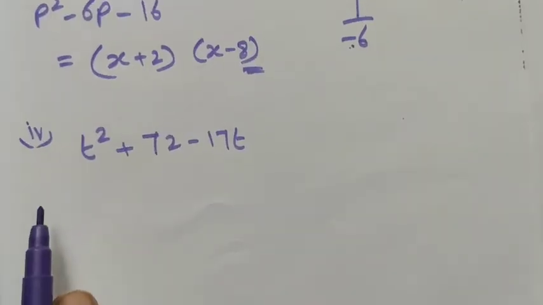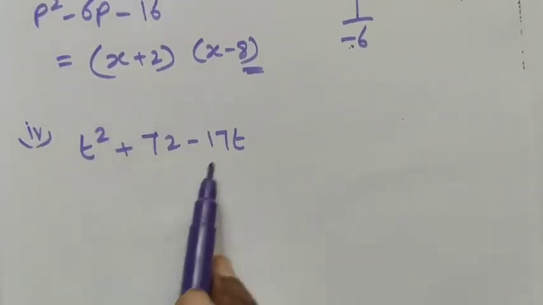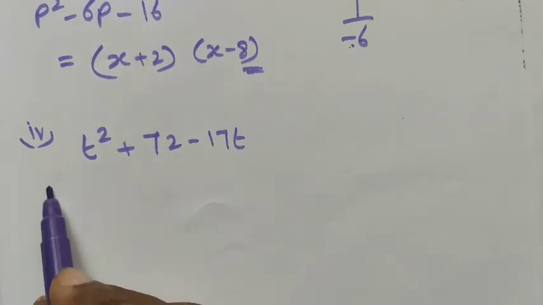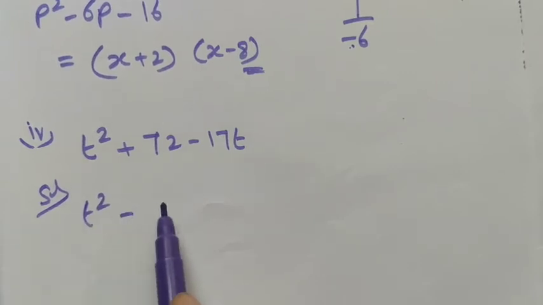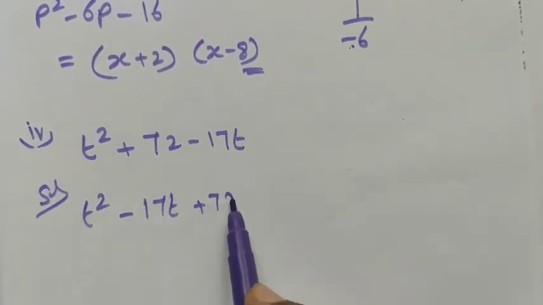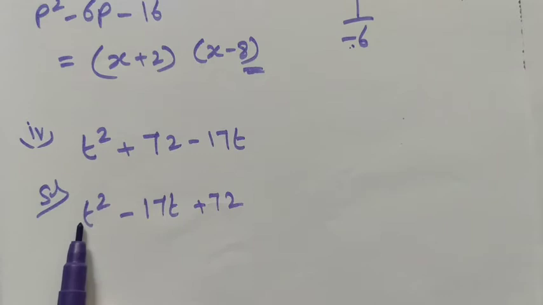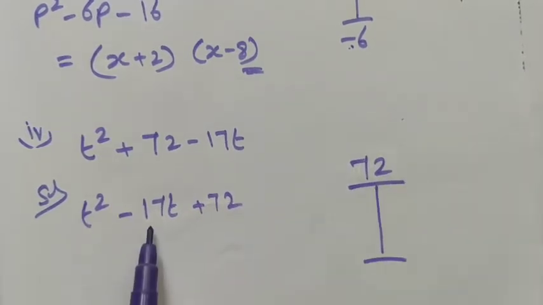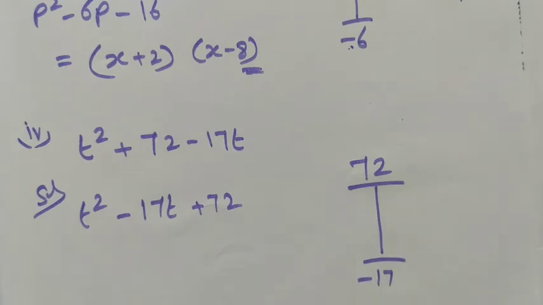See, next Roman numeral 4, t square plus 72 minus 17t. So first we have to rearrange it in standard form. Solution: t square minus 17t plus 72. The coefficient of t square is 1. 1 into 72 is 72. If you add, we need minus 17.